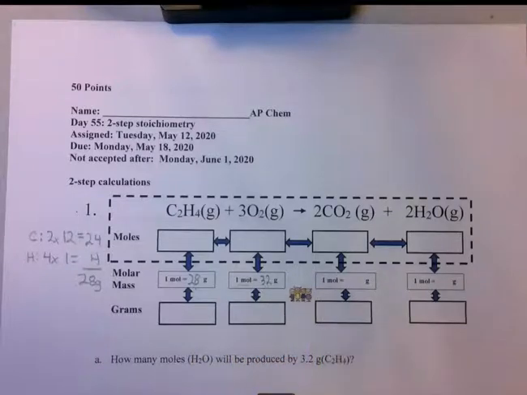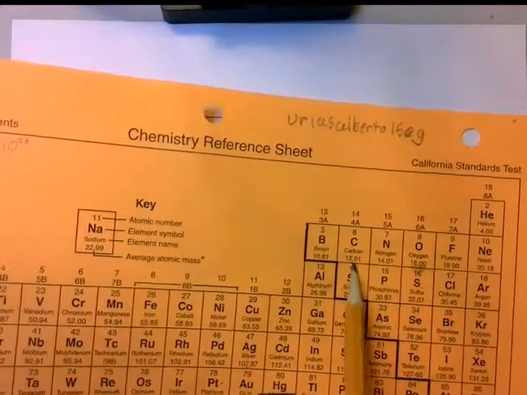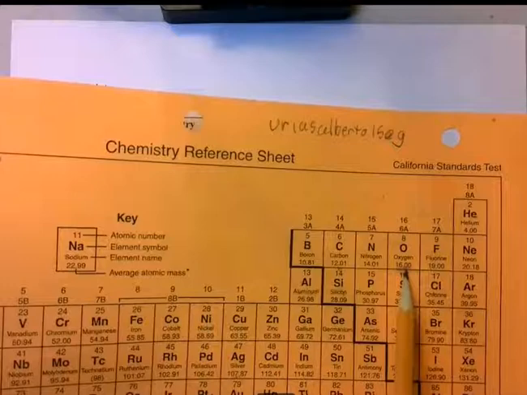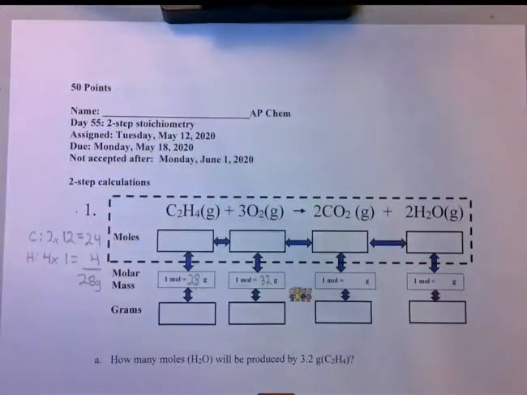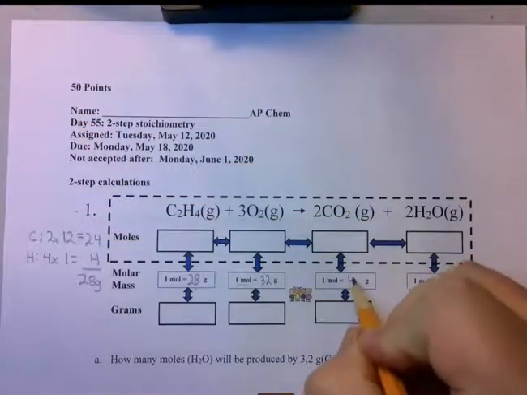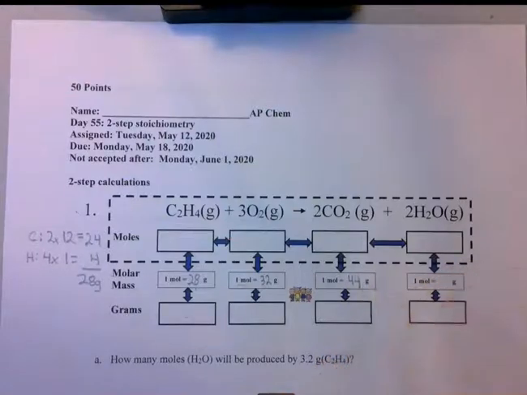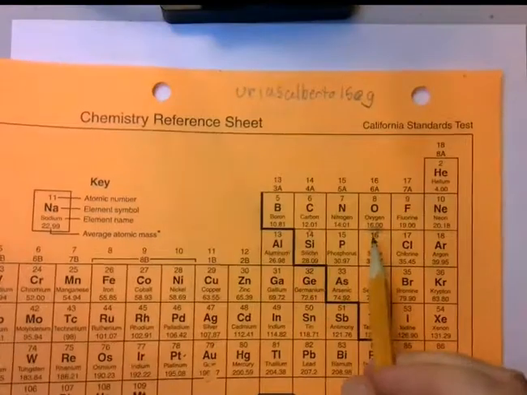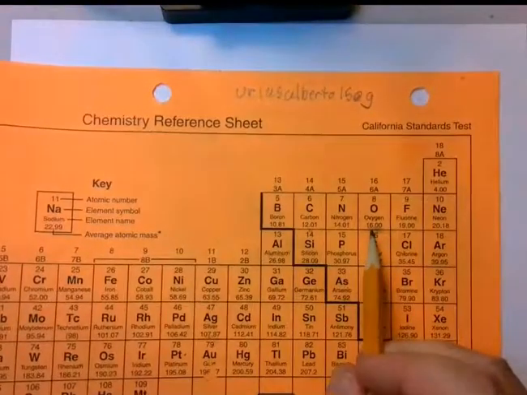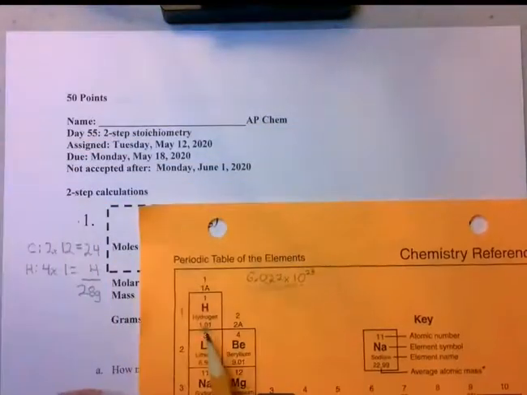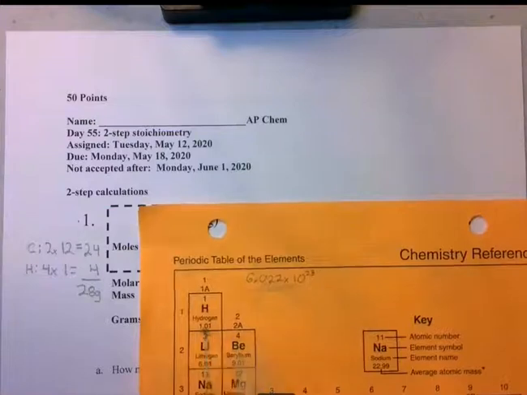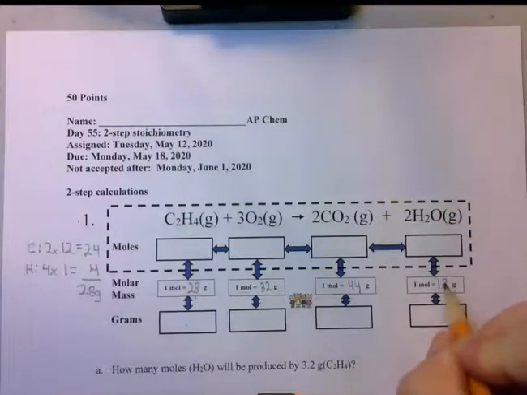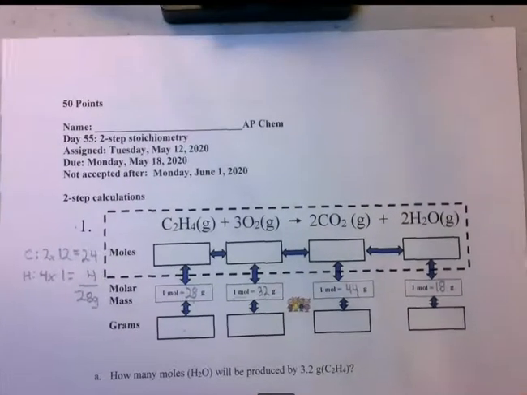CO2, carbon, is 12. And it's got 2 oxygens. That's 16 plus 16 is 32. 12 plus 32 is 44. And finally, H2O, some of these you're going to use a lot, is 16 for the O, and each H is 1. So it's 1 plus 1 plus 16 is 18. Okay, so you need to have those.